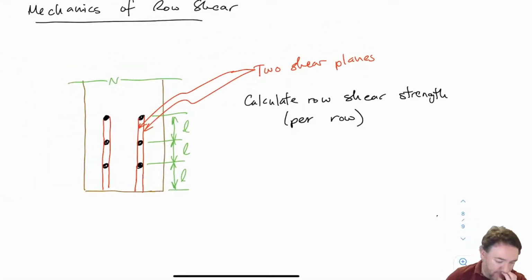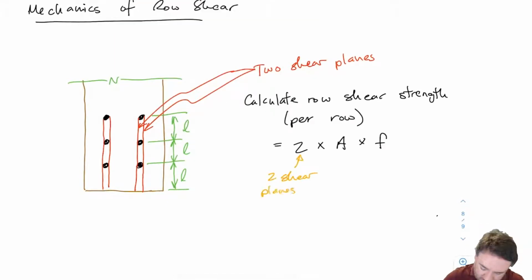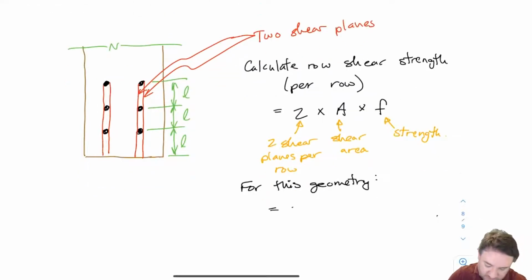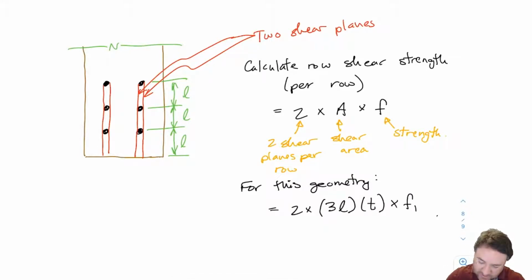So I'm only looking at one pair of those red lines. What is the strength going to look like? It's going to be equal to basically 2, because I have 2 shear planes, times A, which is a shear area, the area of the plane that needs to fail, times some unit shear strength F. This is just from a basic mechanics approach. We have an area and we need a stress; F is a strength in terms of stress, and then 2 shear planes. So that shear area is going to be basically the length times the thickness, the depth of that shear plane. So if I'm looking at this geometry specifically, it's going to be 2 times the area, which is 3L times T, the thickness of the member out of the plane, times some FV, as we've called it before.